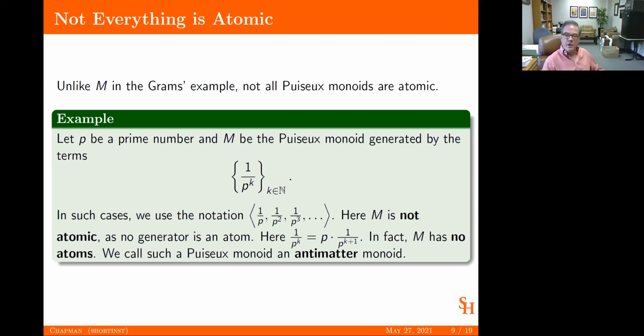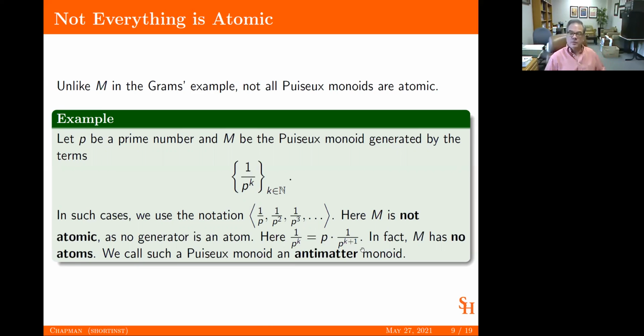And I'm going to use this kind of pointed bracket notation to illustrate generating sets for Puiseux monoids. M's not going to be atomic. In fact, none of these generators are atoms. Why? Like I said, this is simple because 1 over p to the k is p times 1 over p to the k plus 1.